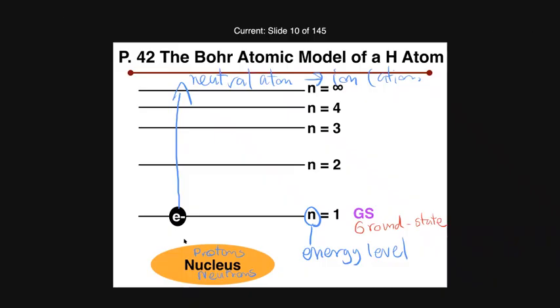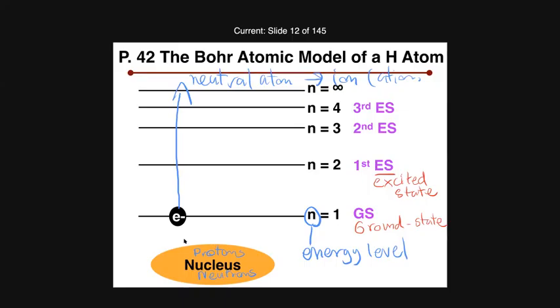And the next state is not going to be the stable state. It's going to be the excited state. The first excited state would equal n equal to 2, right? Because n equal to 1 is the ground state. The next one is called the first excited state. ES stands for excited state. And you can probably tell, if n equal to 3, it would be the second, right? And then 4 would be third, and 5 would be the fourth excited state, and so on.